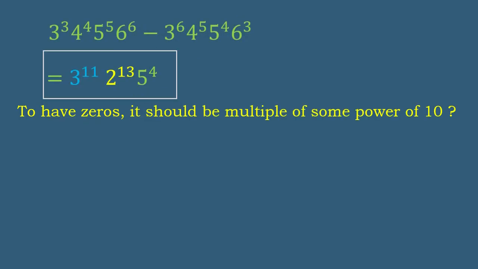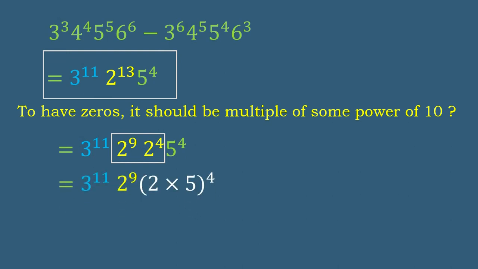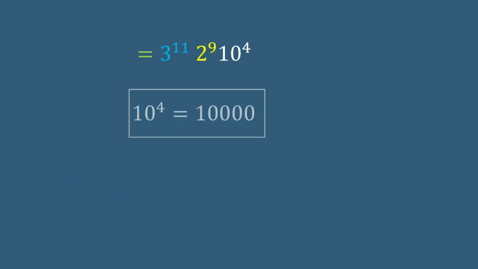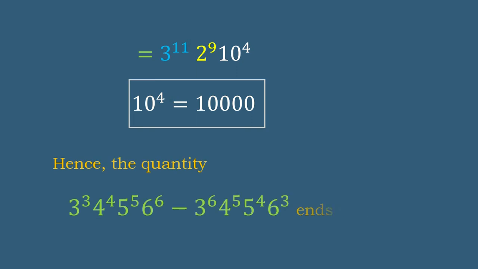To have zeros in a number, it should be a multiple of some power of 10. For that, let's separate the 2 to the power 13 into 2 to the power 9 and 2 to the power 4. If we do so, in the next step we can write 2 times 5 as a whole to the power 4. Finally, we get 3 to the power 11 times 2 to the power 9 times 10 to the power 4. Bingo! The quantity is a multiple of 10 to the power 4. Hence, the quantity ends with 4 zeros.